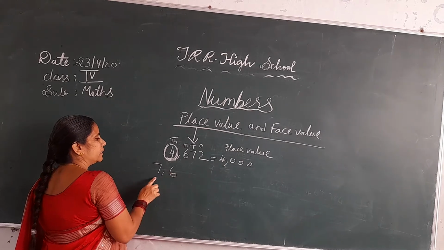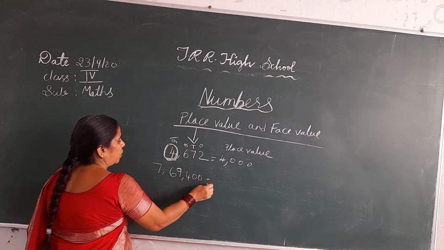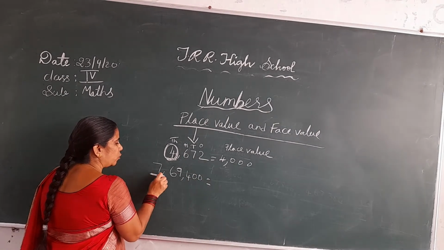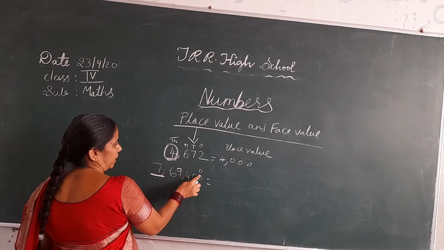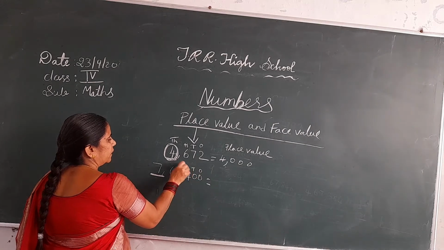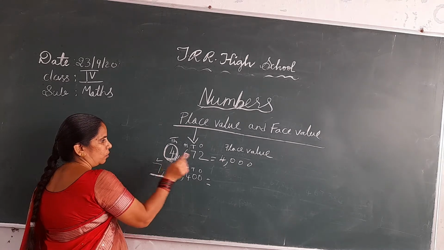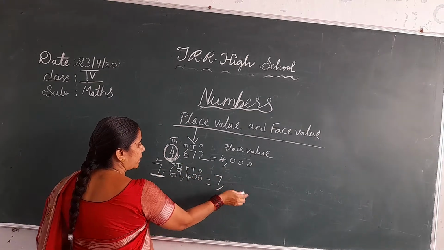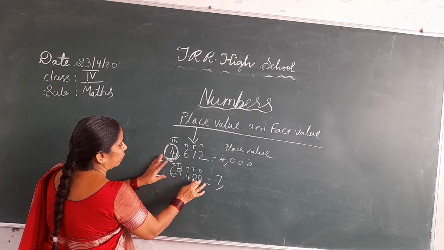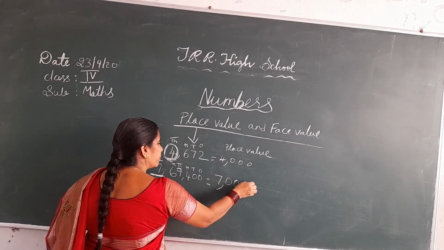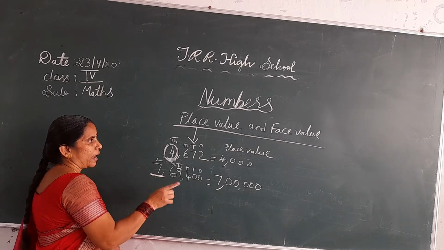Suppose the number is 7,69,400. What is the place value of 7? So what must you do? First write the places: ones, tens, 100s, 1,000s, 10,000s and lakhs. 7 is there in the lakhs place. So you write 7 lakhs. For lakhs, how many zeros will be there? Easily you can close this 7 and count the digits: 1, 2, 3, 4, 5. So put 5 zeros. So the place value of 7 is 7 lakhs. Like that you will write the place value.